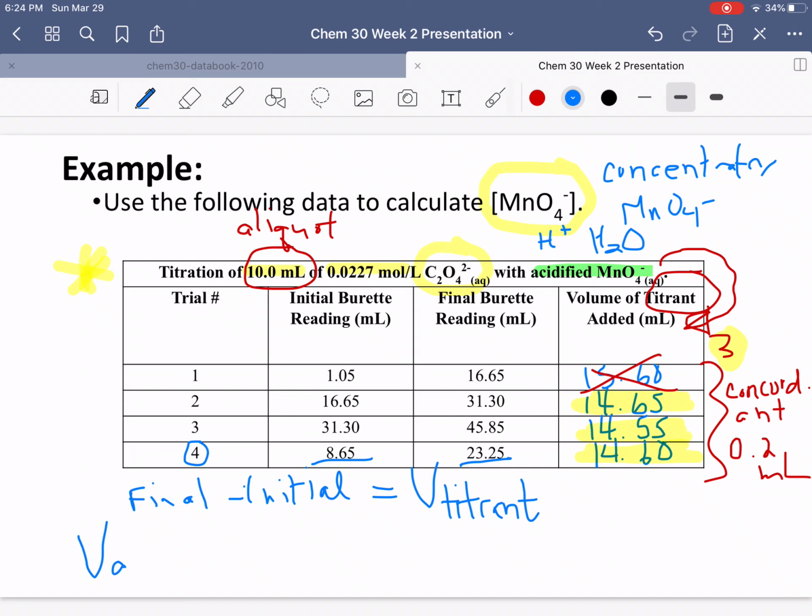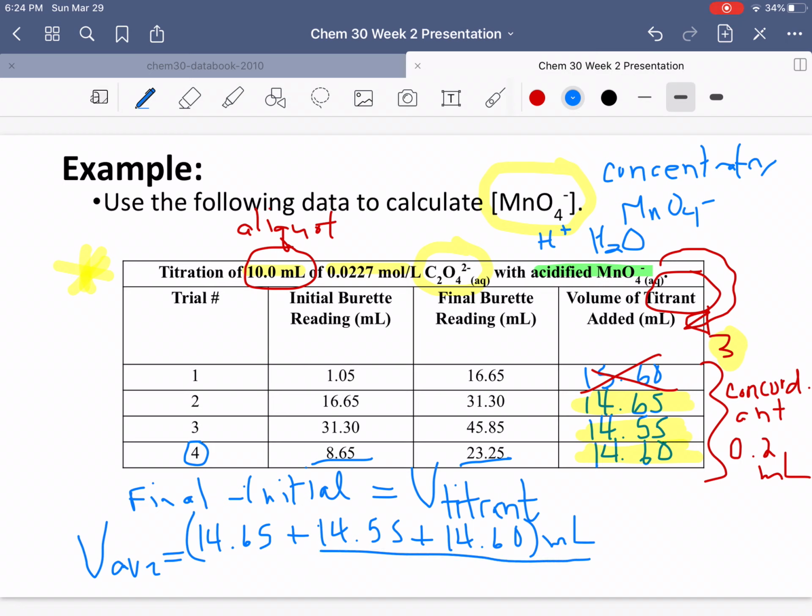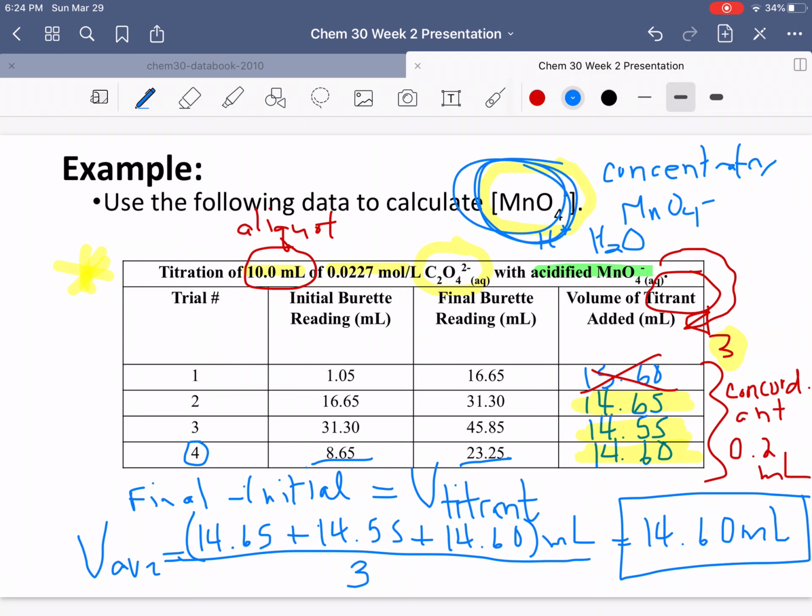So we say V average is equal to, and add them all together, averages are nothing new, 14.65 plus 14.55 plus 14.60, all of those are mils. I did have 3 concordant ones, so I'm dividing that whole thing by 3. And my V average, which is still going to be to the 100th place, is 14.60 mils. This is the volume of permanganate.